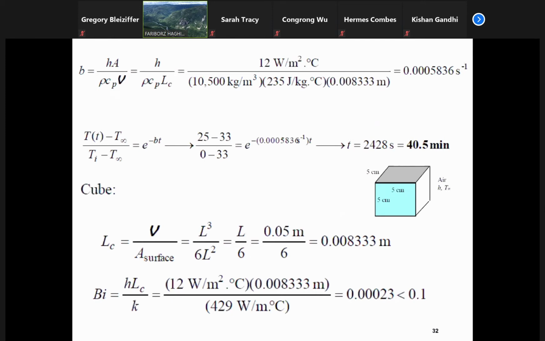Now you have verified that again you can use the simplified approach. It means you can ignore the internal resistance, so you can use the lumped analysis method. Therefore, the first thing you have to do is go back to this equation and find how long it takes the temperature at the center of this cube to reach 25. The time is unknown. In order to do that, you have to calculate the B. Again, the B, based on this equation, you have the area, everything here, and then you separate.